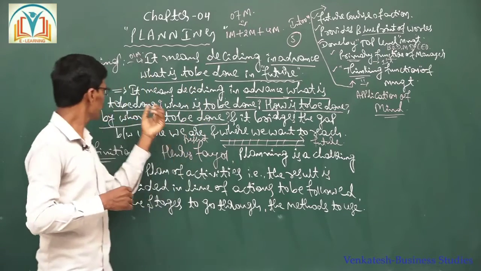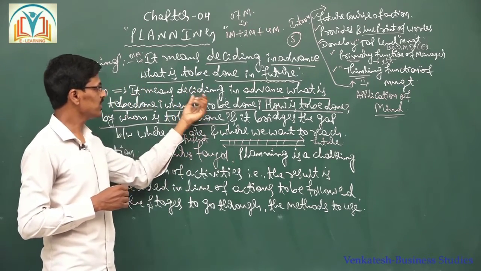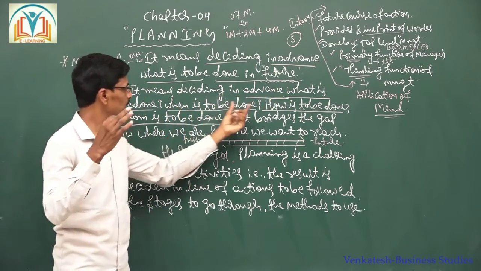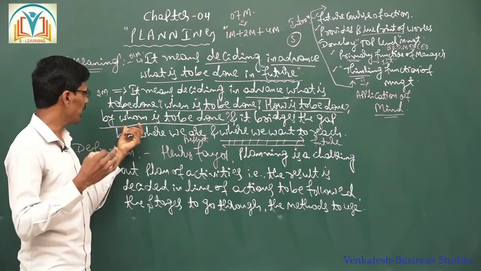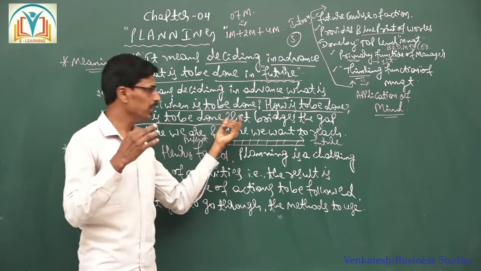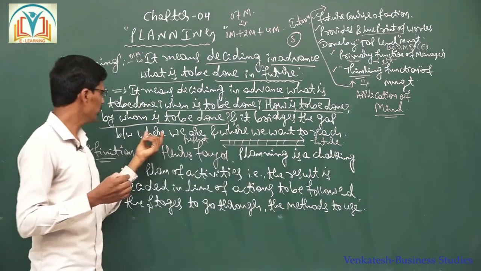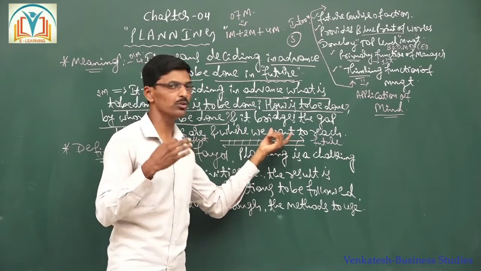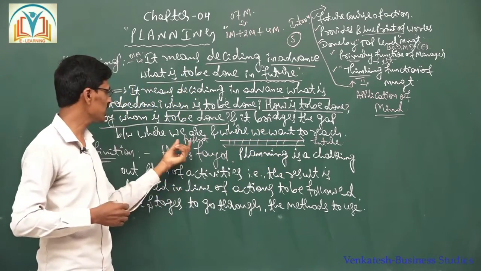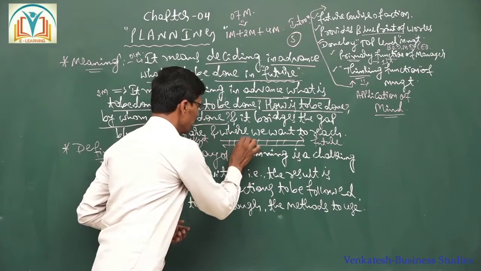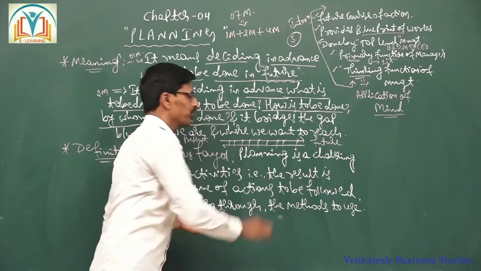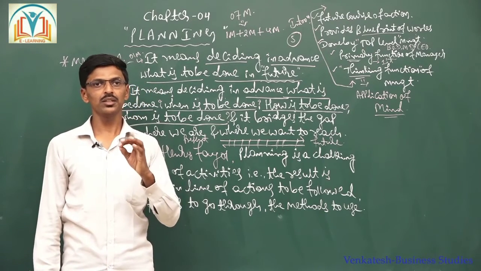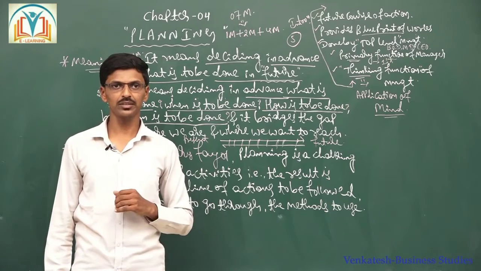In other words, planning means deciding in advance what is to be done, when it is to be done, how it is to be done, by whom it is to be done, and it bridges the gap between where we are at present and where we want to reach. So that is why it is just like a bridge between the present and the future aspect of the organization. This is about the meaning of planning.